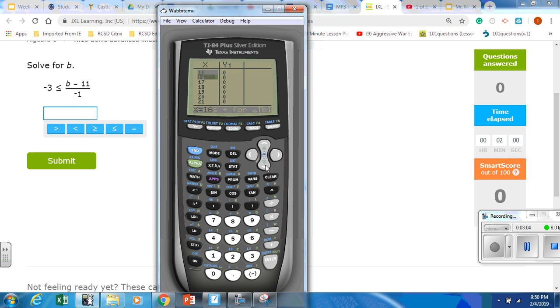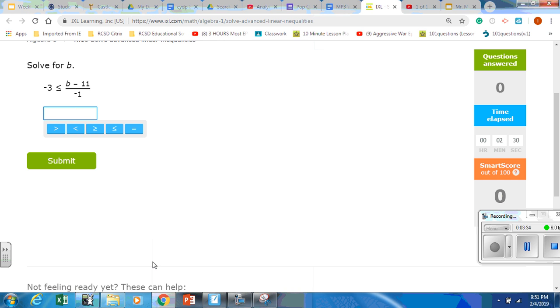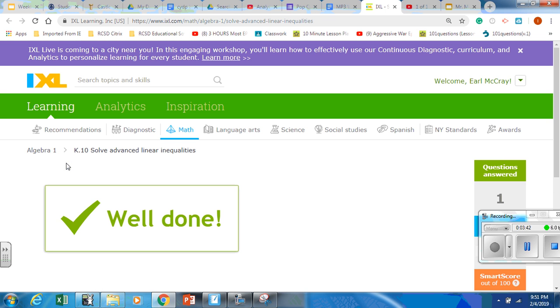But I'm thinking incorrect. So we stopped at 14, okay? So 14 is a part of the solution. So I'm going to say B is less than or equal to 14. So B is less than or equal to 14. Am I right? I am right.